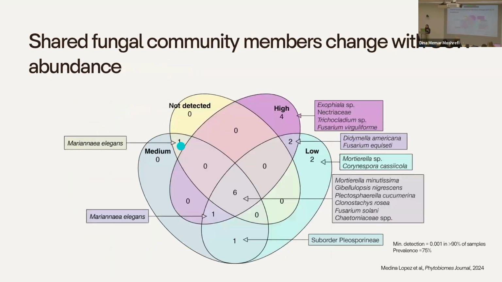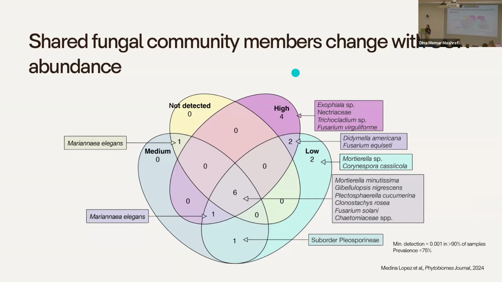So delving a little bit deeper into the specifics of which fungi are changing more significantly with these differences in soybean cyst nematode abundance, we ran a core community analysis, which basically just identifies shared community members within the different groups. And we used a prevalence of 75% and a minimum detection of 0.00 abundance in at least 90% of the samples.